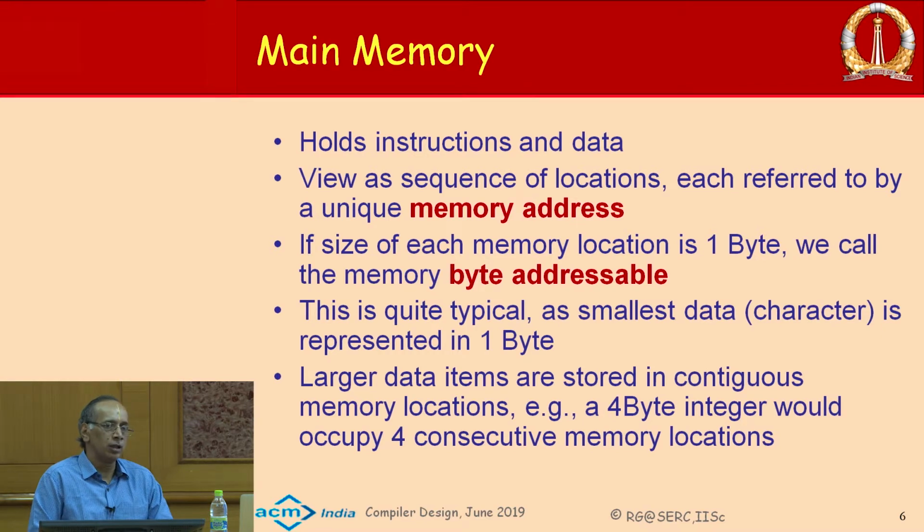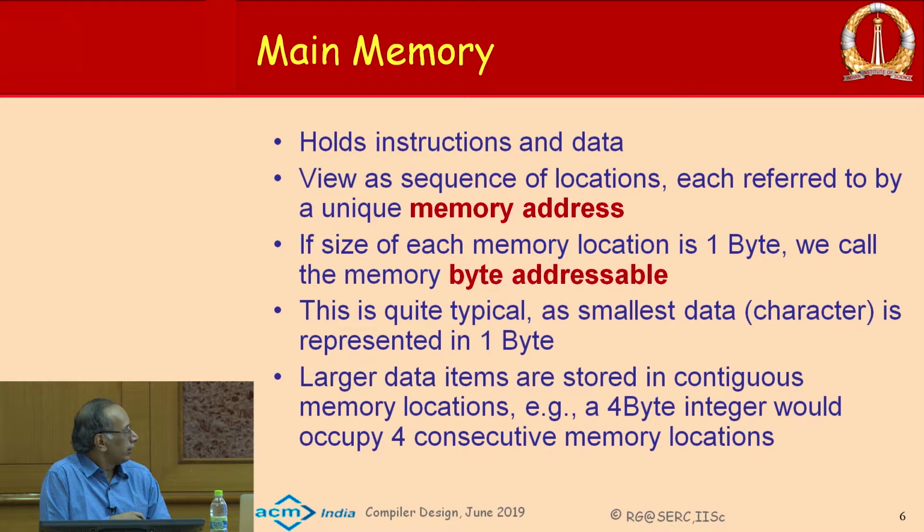Okay, if every location consists of only 1 byte, how do I talk about integers which are probably 4 bytes long, or floating point numbers, right, single precision is 4 bytes, double precision is 8 bytes and so on, right.